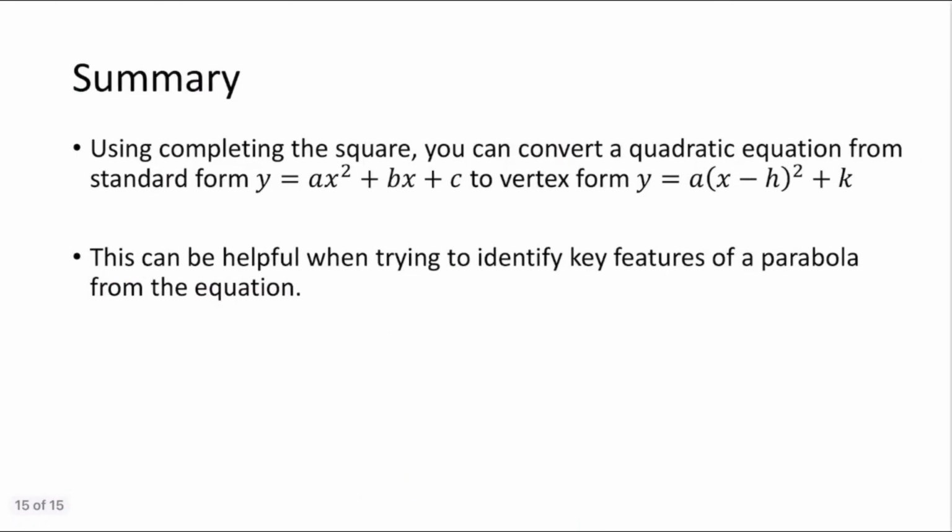So remember, using completing the square, you can convert a quadratic equation from standard form, which is y equals ax squared plus bx plus c, to vertex form, which is y equals a times x minus h squared plus k. This can be helpful when you're trying to identify the key features of a parabola from the equation.